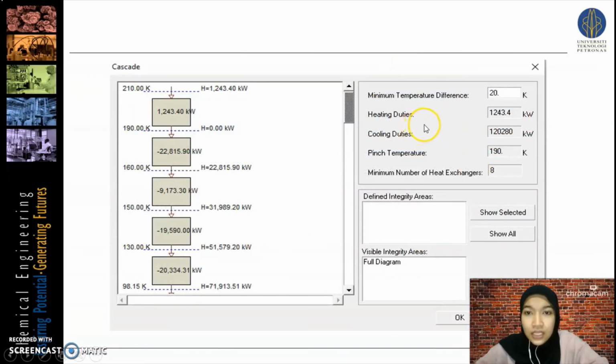So from here we have the heating duties, which is 1243.4 kilowatt, and also the cooling duties, which is 120,280 kilowatt. We can also get the pinch temperature from the software, which is 190 K. So from this information, we can use it to design our heat exchanger network.